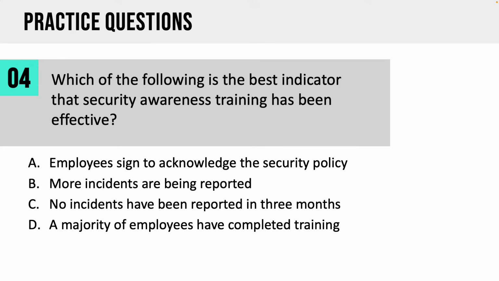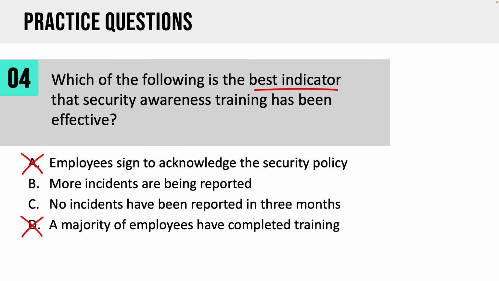And here again we have 4 good answers, but we're asked for the best indicator. So let's eliminate a couple here. There are a couple of obvious wrong answers. So employees signing to acknowledge the security policy has nothing to do with the efficacy of our training, their comprehension of what we've taught them. And likewise, a majority of employees have completed training. Again, no indicator that the training was effective, just that it was completed.